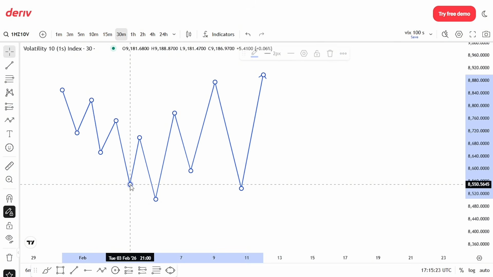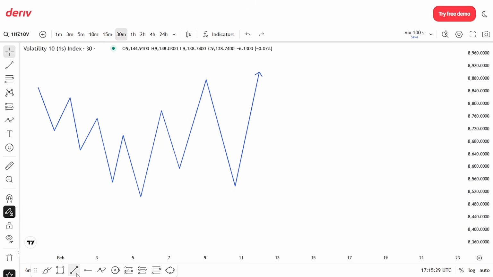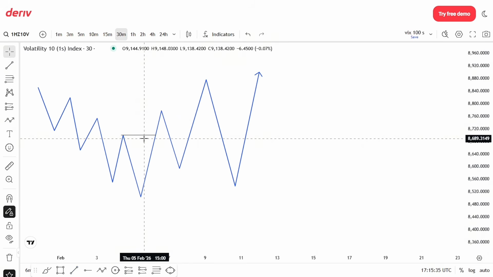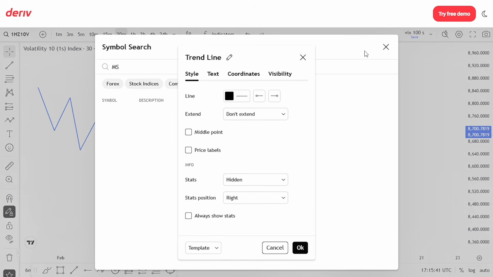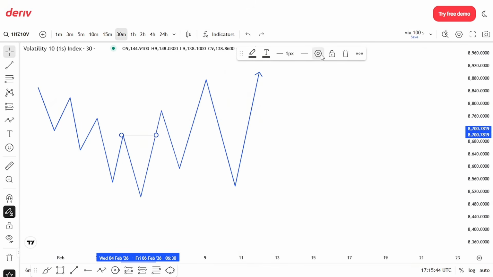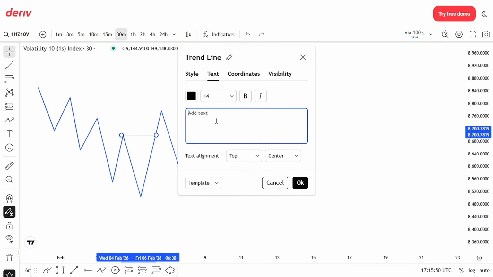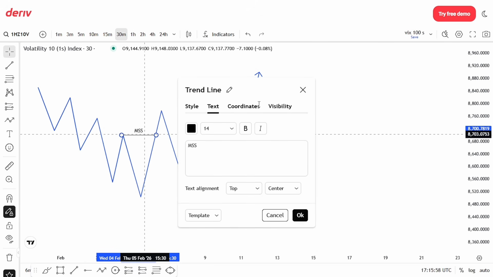So now this is a downtrend, and at this point we have our market structure shift. Let me just label it there. Market structure shift. That should be central, not top, middle. All right, so we have our market structure shift right here.